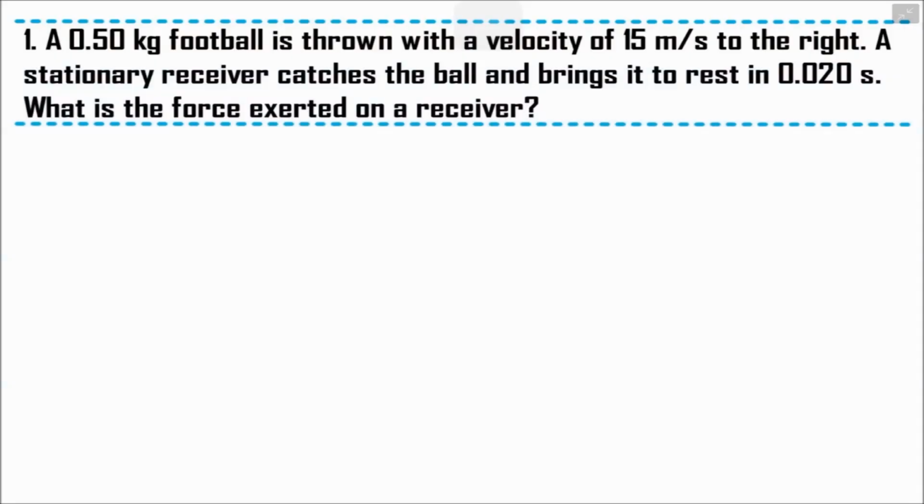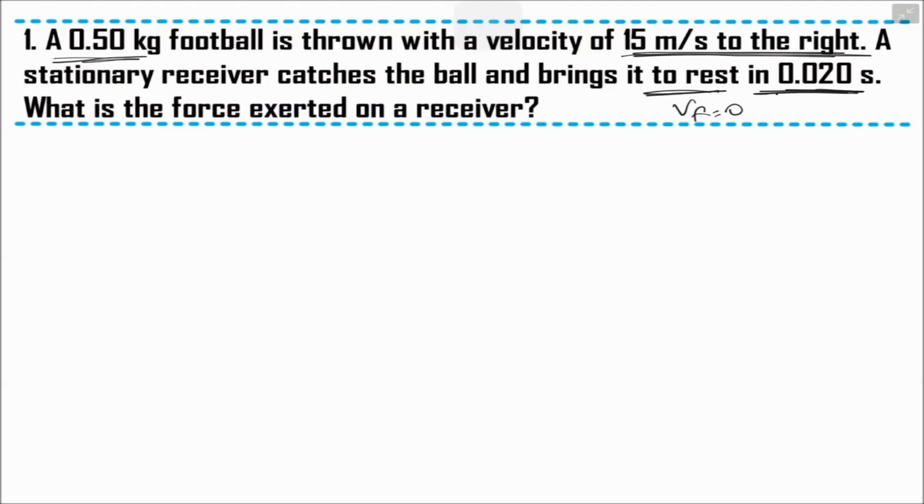In this question it says a 0.5 kilogram football is thrown with the velocity 15 meter per second to the right. This is important. A stationary receiver catches the ball and brings it to rest in 0.020 second, and since it says bring it to rest, final velocity is going to be 0. What is the force exerted on the receiver?